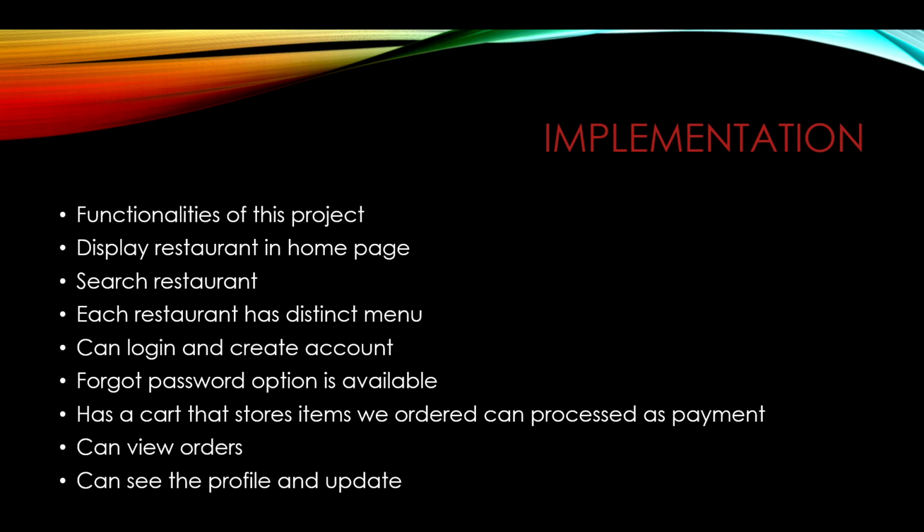Now, implementation. In implementation, we have provided these functionalities in this project. That is, display restaurants on the home page. We can search restaurants. Also, each restaurant has a distinct menu, and users can log in and create an account. Forgot password option is available. It has a cart that stores the items we ordered, which can be processed for payment. Also, we can view orders, see the profile and update it.